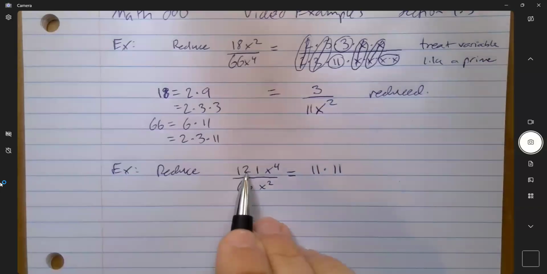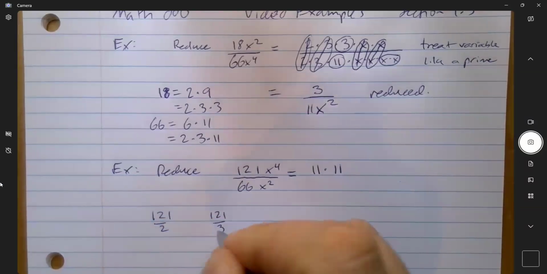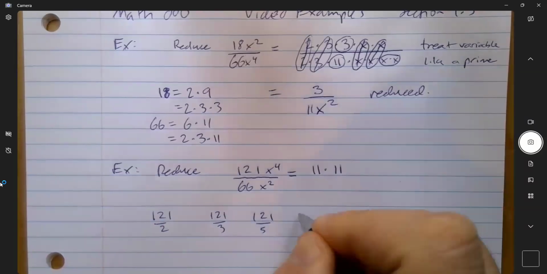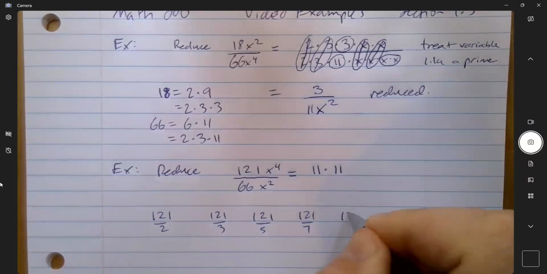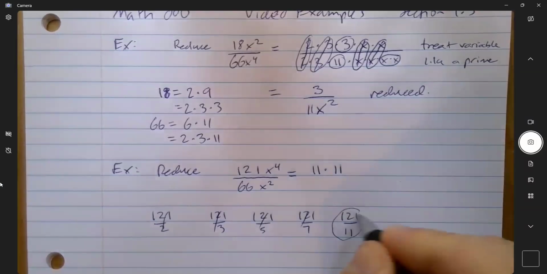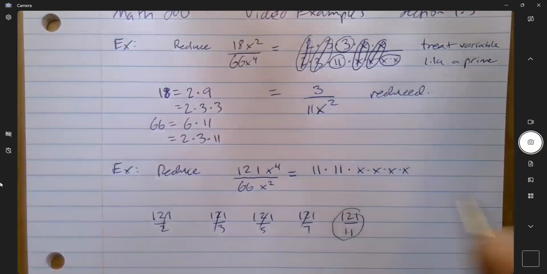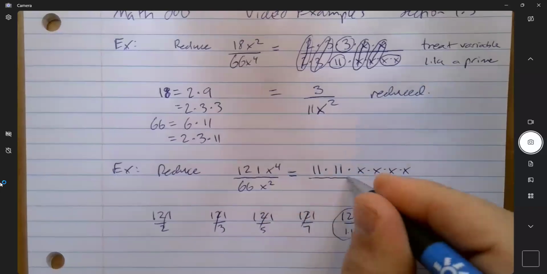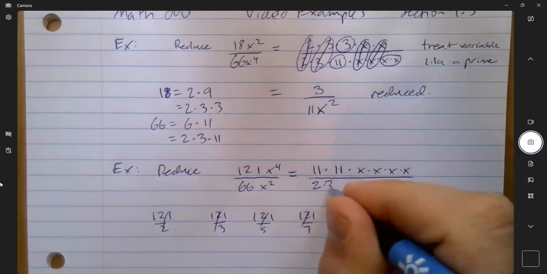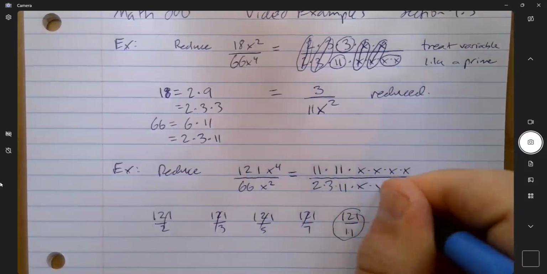And remember that if you're not sure how to factor 121, just try dividing it by a bunch of different prime numbers and see if any of them work. If you were to try, none of these would divide 121, but this one does work. So 121 divided by 11, it's 11 times 11. And then I have 4 x's because it's x to the fourth. And then I already did my factors on the bottom, 2 times 3 times 11. I did them in the previous question. And then I have 2 x's.